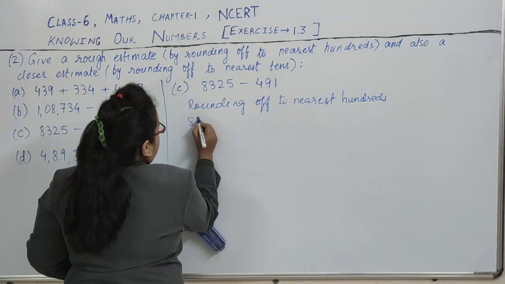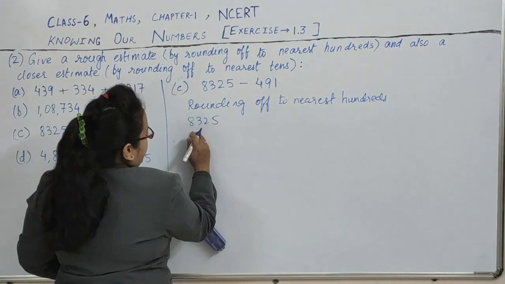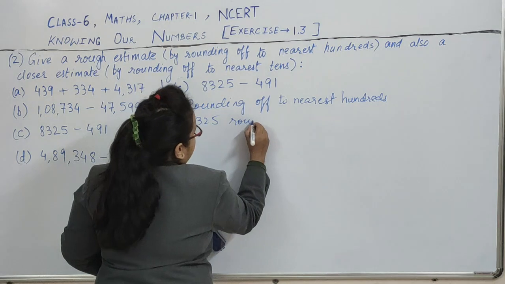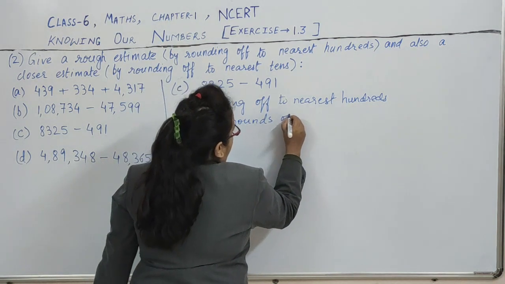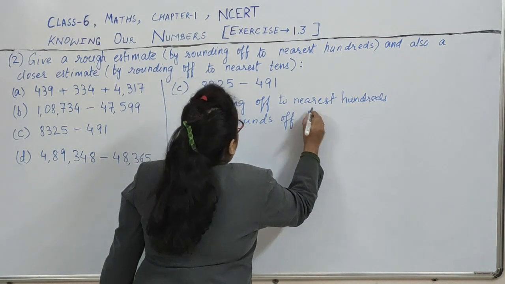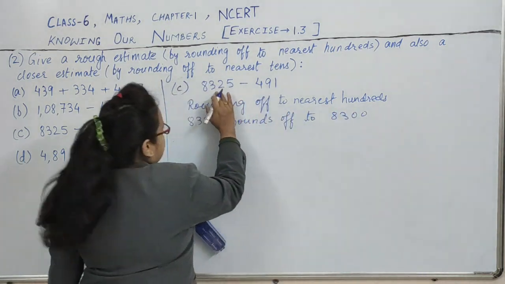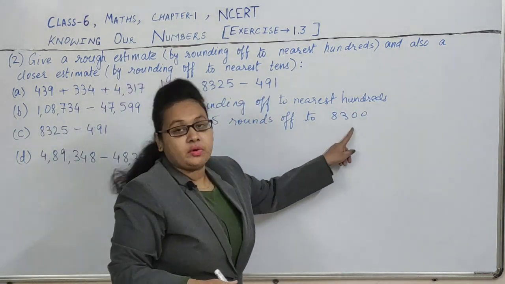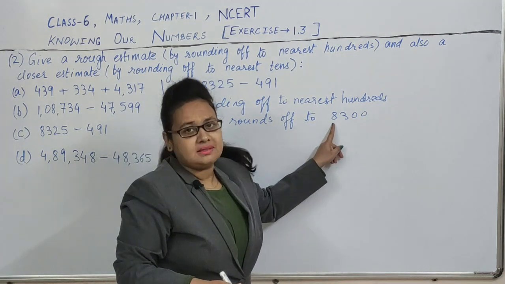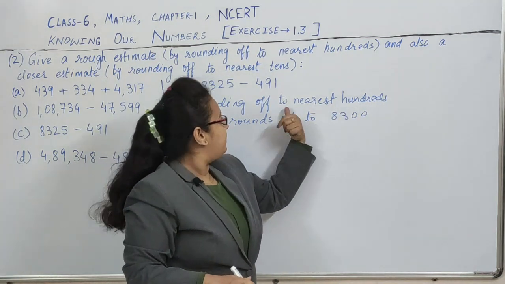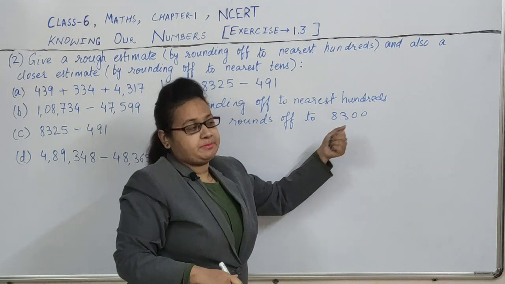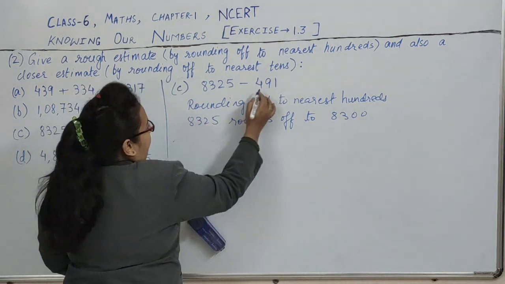so this 8325 rounds off to 8300, because this 325 is rounded off to 300. 8 will remain as it is because we are rounding off to the hundreds place.